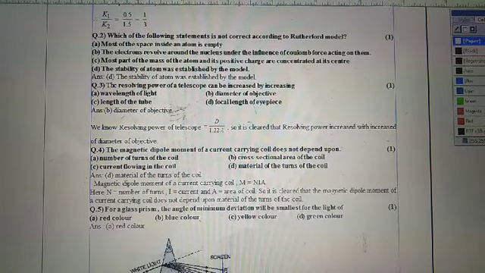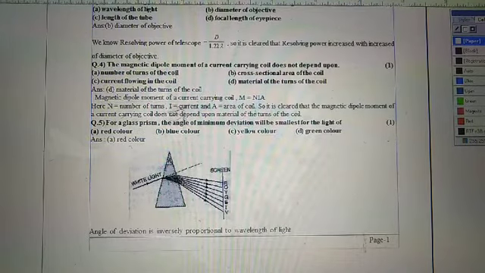So let's proceed to the fourth question. The magnetic dipole moment of a current carrying coil does not depend upon. Options: A, number of turns of the coil; B, cross sectional area of the coil; C, current flowing in the coil; D, material of the turns of the coil. The right option is D, material of the turns of the coil.